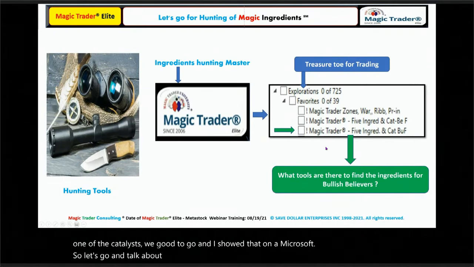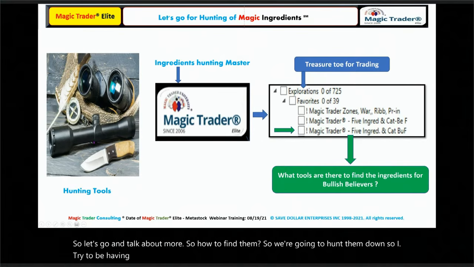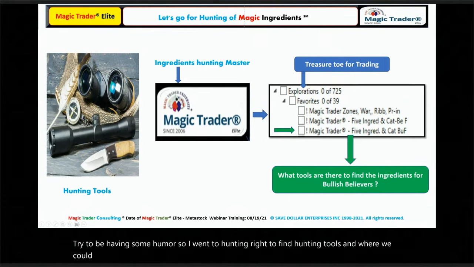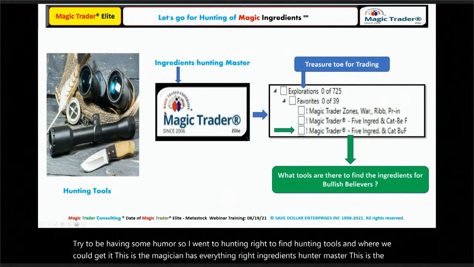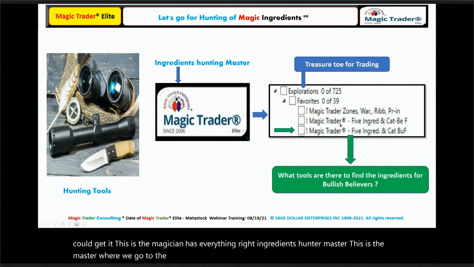So how to find them? We're going to hunt them down. I try to have some humor, so I went hunting, right? To find hunting tools and where we could get them. This is the magician, has everything. Right, ingredients, hunter, master. This is the master. Where do we go? To the master. The master has his arsenal.